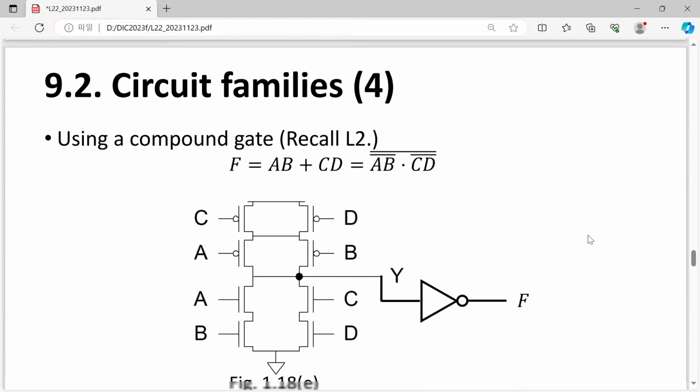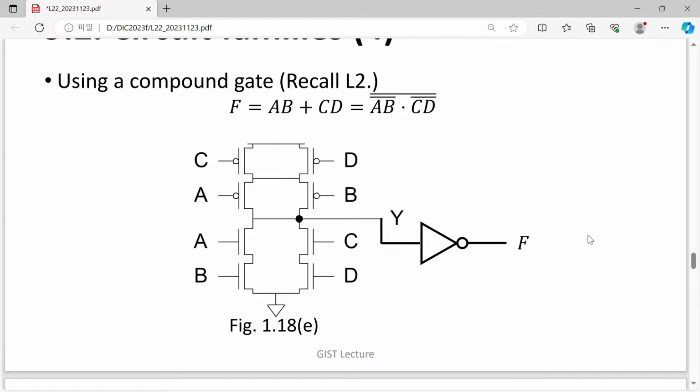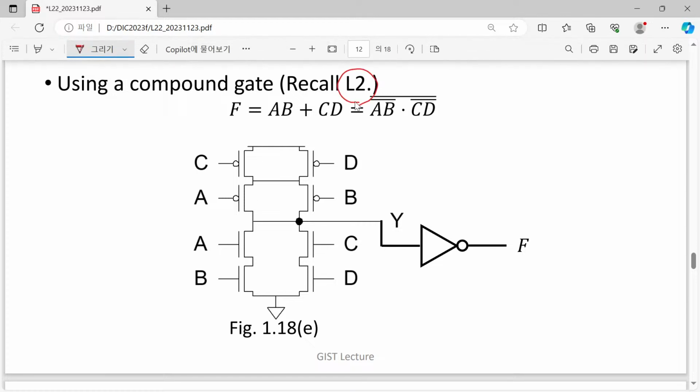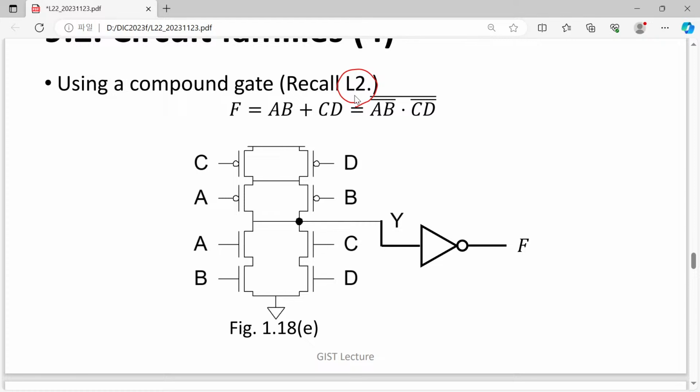And now let's go to the compound gate. Please recall our lecture 2. We have already covered it. Without dividing it into small pieces, we just make one stage for our logic operation. So how can we do that? That is simply given by this form.